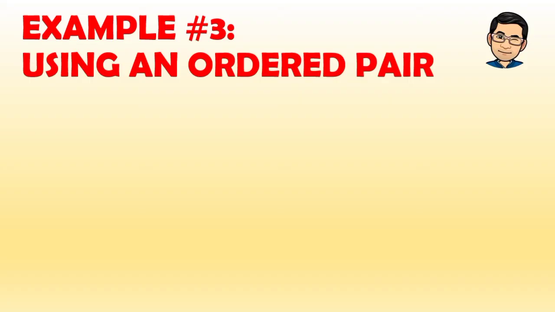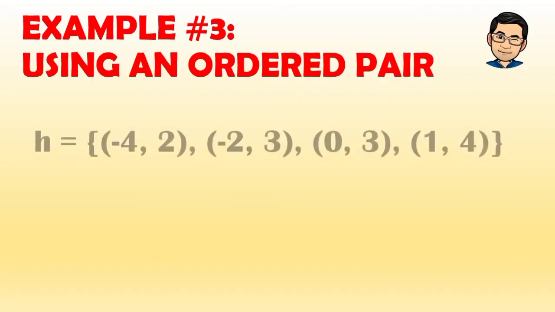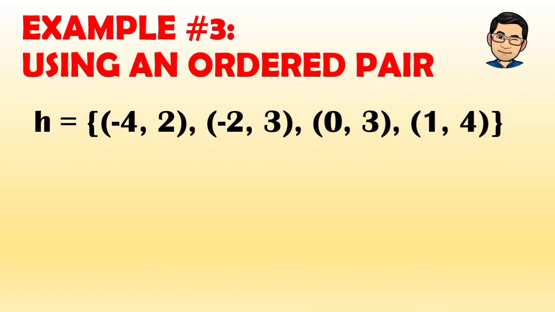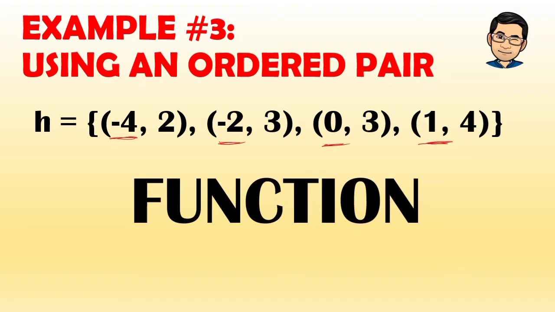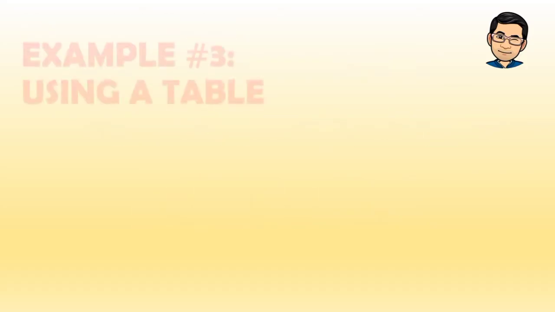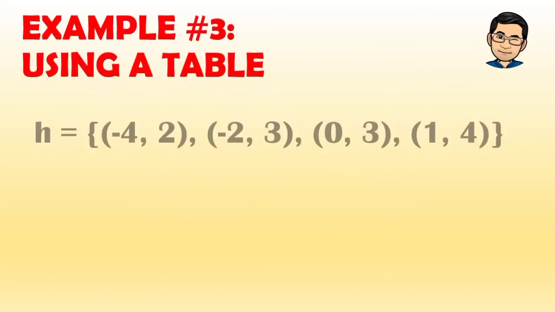Last example, using an ordered pair. So, we also have 4 ordered pairs. Negative 4 ang ating mga x values, negative 2, 0, and then 1. May umulit ba na x value? Wala. Therefore, we can conclude that this is a function. Di ba kadali?